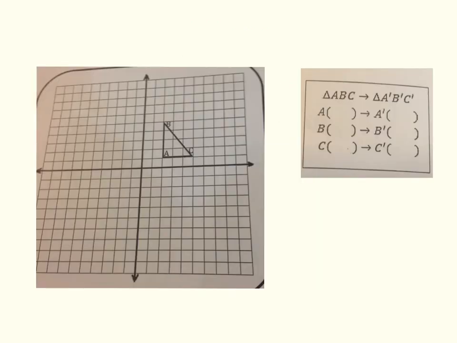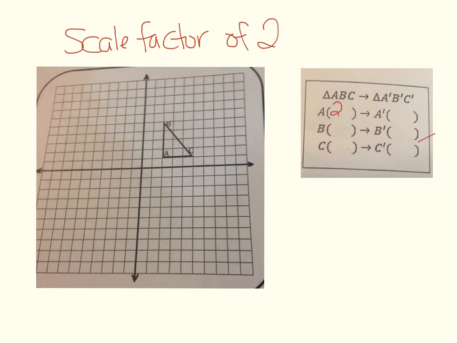All right, so we're going to take the triangle ABC and we're going to dilate it by a scale factor of 2. So if it's greater than 1, it's going to be bigger. So we're making this triangle bigger. First I need to know all my coordinates. A is over 2 up 1. B is over 2 up 5. And C is over 5 up 1.